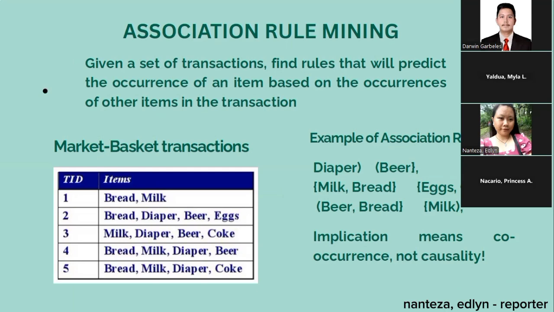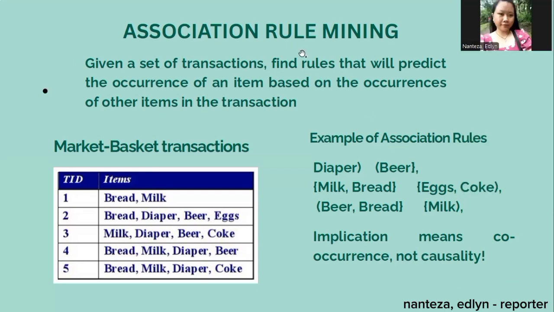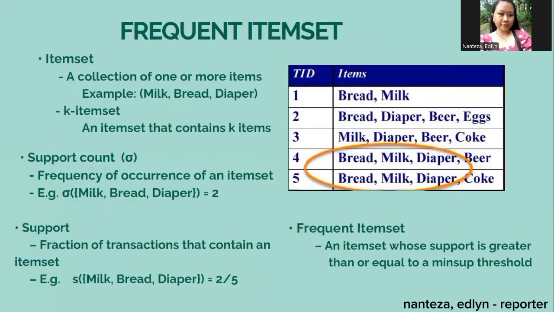Example of association rules. If a customer buys diapers, they are likely to also buy beer. If a customer buys both milk and bread, they might also buy eggs and Coke. If a customer buys beer and bread, they might also buy milk. The implication means that items co-occur together frequently, but it does not imply that one item causes the purchase of another.